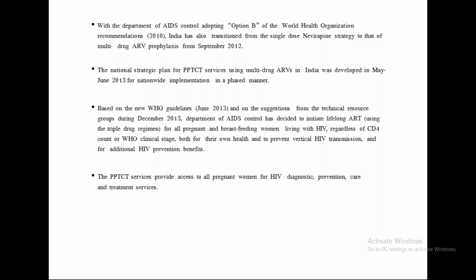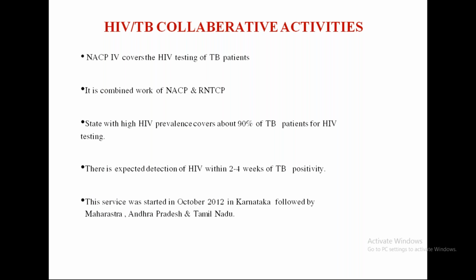So under this PPTCT, they are going to provide diagnostic services, prevention services, care and treatment services. These are the 4 components of PPTCT. And then HIV TB collaborative activities. So those people who have HIV may be infected with tuberculosis also. In that scenario, they will undergo testing for tuberculosis also. If they are found positive, they will start tuberculosis treatment, and after that they will give antiretroviral treatment also.